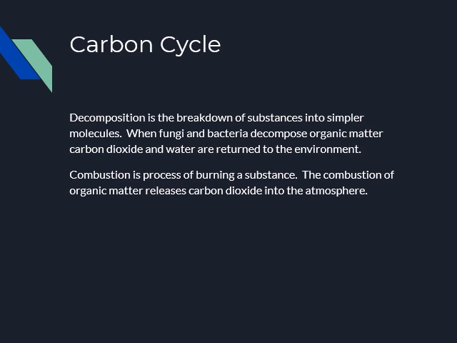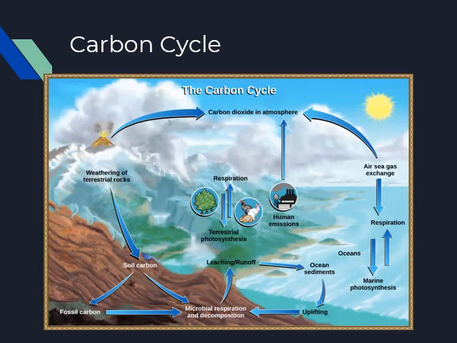Another way to return carbon dioxide to the environment is through combustion, and that's when you burn things. When you burn organic matter, it releases carbon dioxide into the atmosphere. This can happen from things like forest fires or burning a campfire, or it can be the burning of fossil fuels, including but not limited to coal, oil, and natural gas. Burning those things, such as driving your car, releases carbon dioxide into the atmosphere. So when we look at the carbon cycle, we have a short little cycle here where things spend a short amount of time in each part of the carbon cycle.